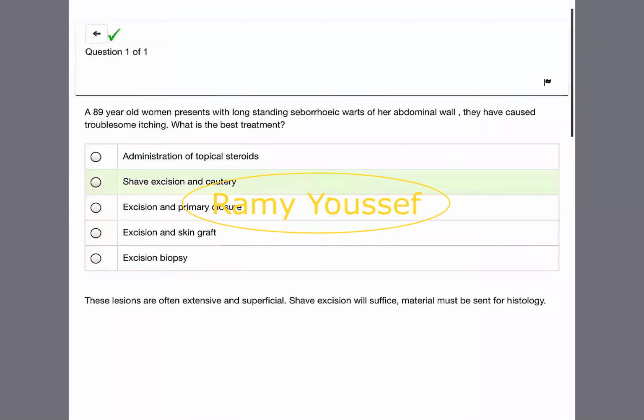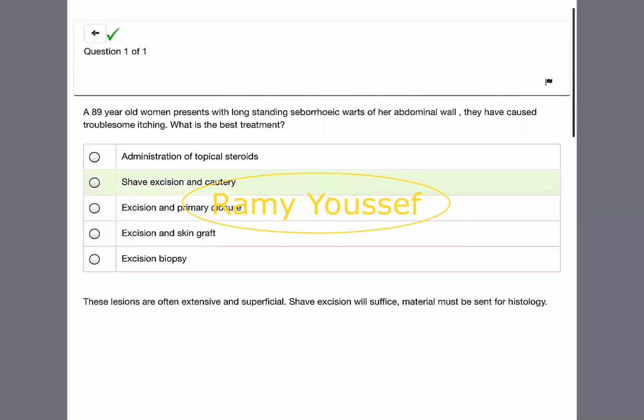Exactly. So this is a very old woman, 80 to 90, with long-standing seborrheic warts, or multiple pigmented, itchy, greasy lesions. So just know this definition of seborrheic warts: multiple pigmented, greasy, itchy lesions over the torso. What's the name? Seborrheic warts. What's your management? Shave excision or shave biopsy.